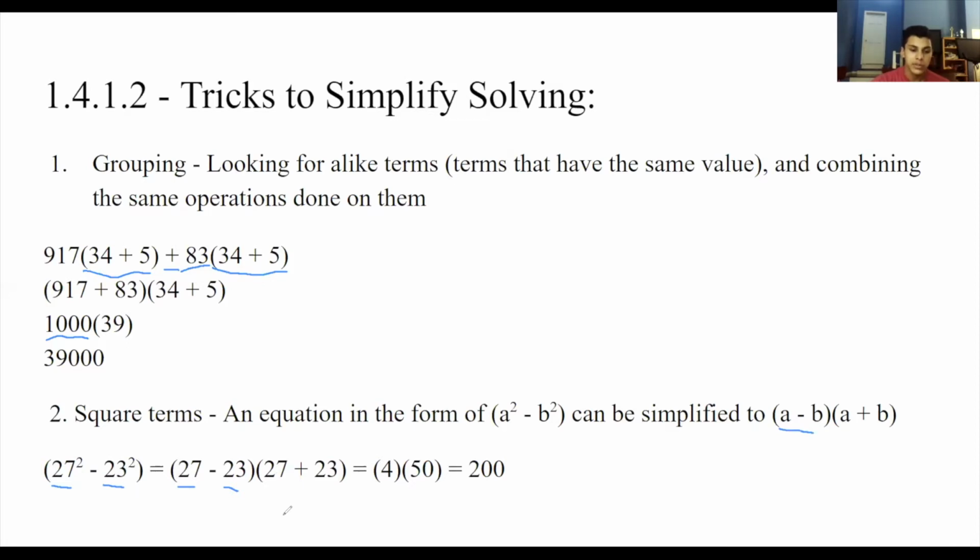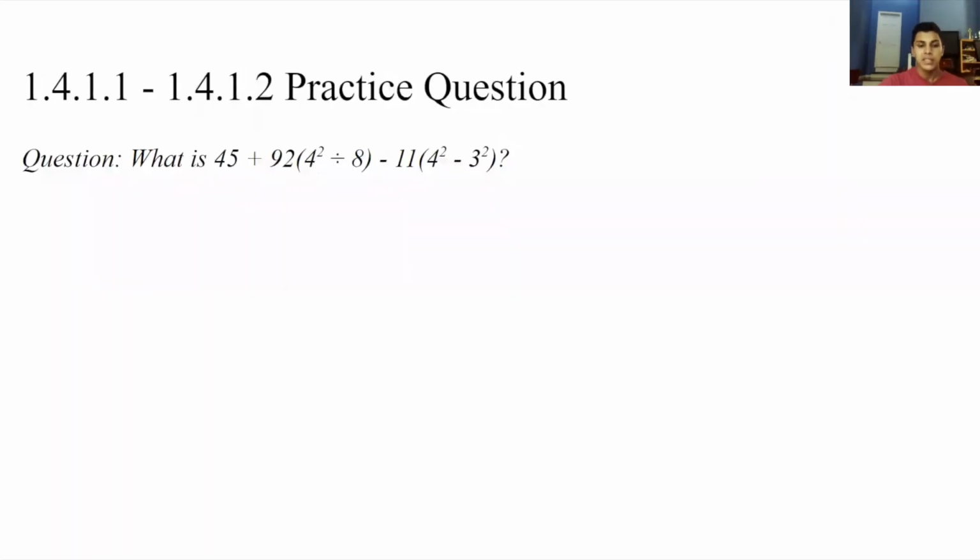And that's useful because you don't actually have to square each number and subtract it. You can just subtract them and add them and multiply that by each other, which leaves us with 4 times 50, which is nice and easy, and that's 200. So now, based off the order of operations and just general arithmetic, we're going to do a practice question.